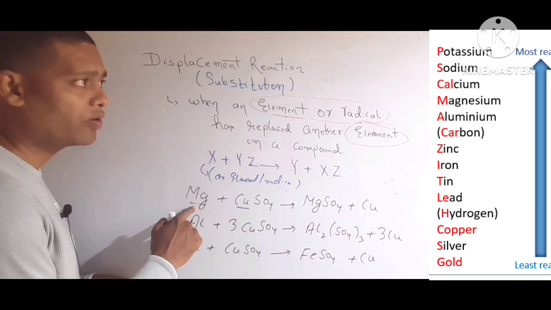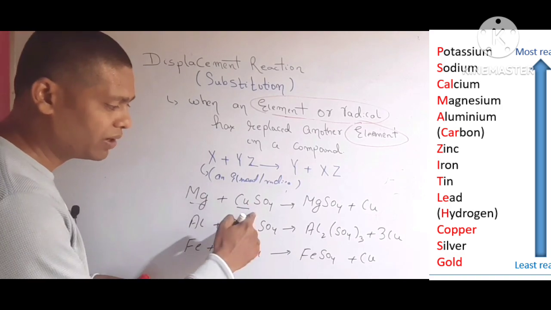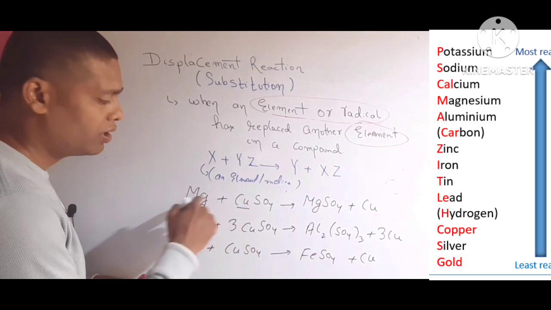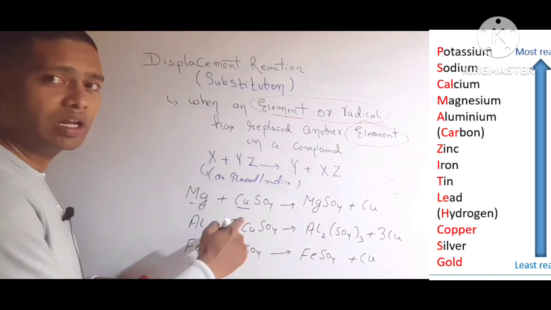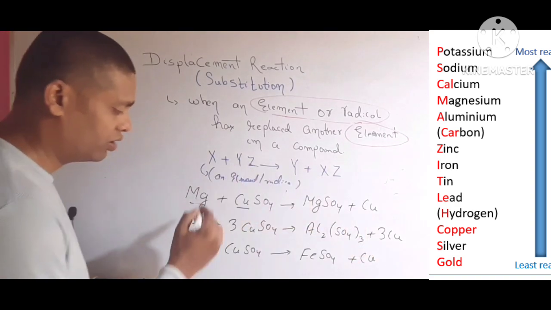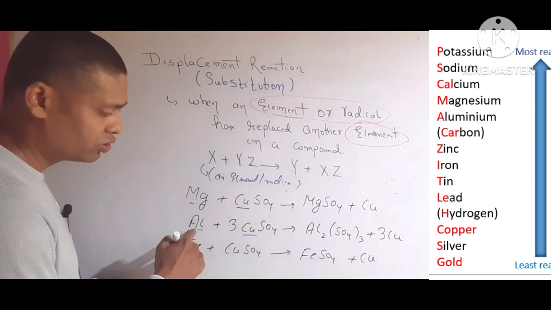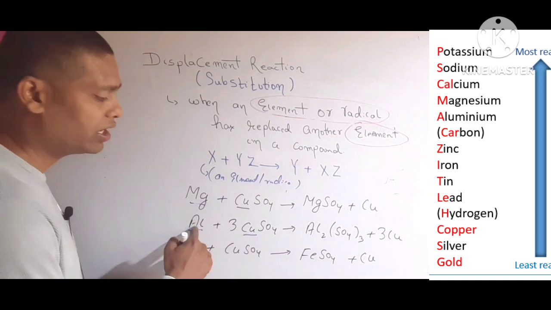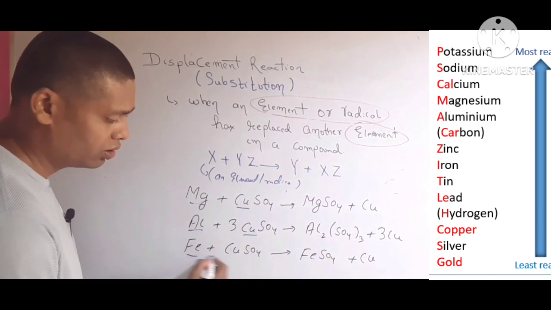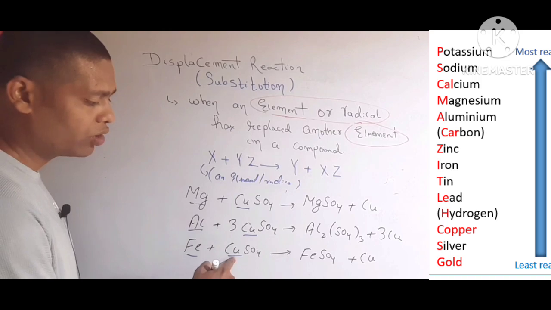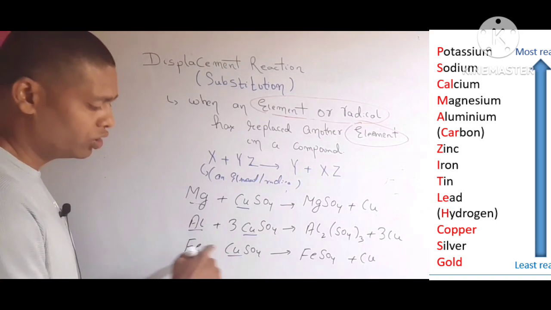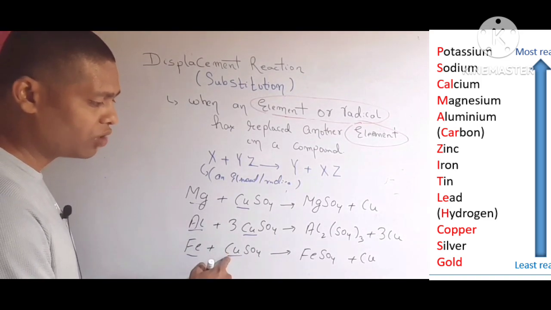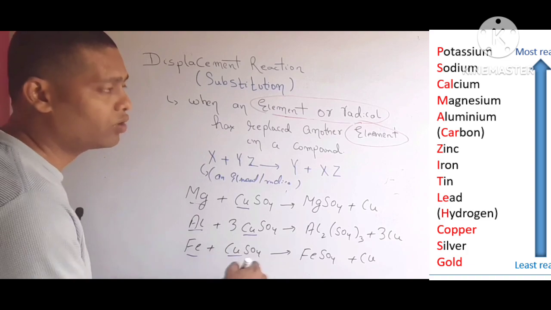So magnesium is more powerful as compared to copper, so it can displace copper from its position, so it will form magnesium sulfate, and copper will be left alone. Again, aluminum is there, copper is there, both are metals. Which one has a higher position? Aluminum. Then again it will form a compound like this. Iron is there, copper is there, so iron is lying above copper, so it's more powerful, so again it can displace copper from its position and will form FeSO4, and copper will be alone.